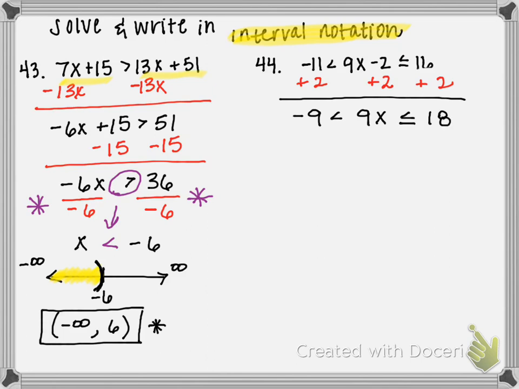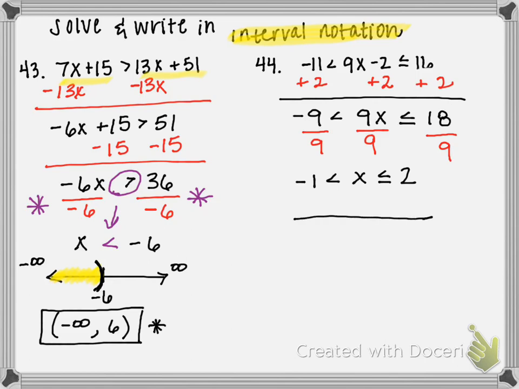We're almost done. We want to get the x by itself, so we need to get rid of this 9. So I will divide by 9. If I do it to the middle, I do it to the ends. Leaves me with negative 1 is less than x, which is less than or equal to 2.